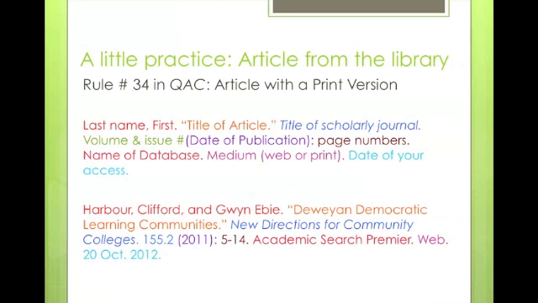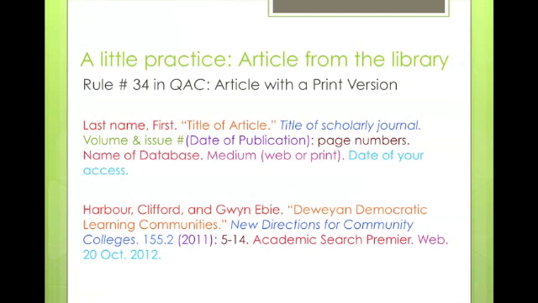Let's look at another rule. Many of you will probably use an article from a journal that you found through a database in the library. Now, library databases provide you electronic versions of journal articles that were most likely also made available in a print version that could be mailed through the United States Postal Service. So in your book, rule number 34 is going to say article with a print version. What you need to know is that this means the rules for how to cite an article from a scholarly journal that you found through the library.